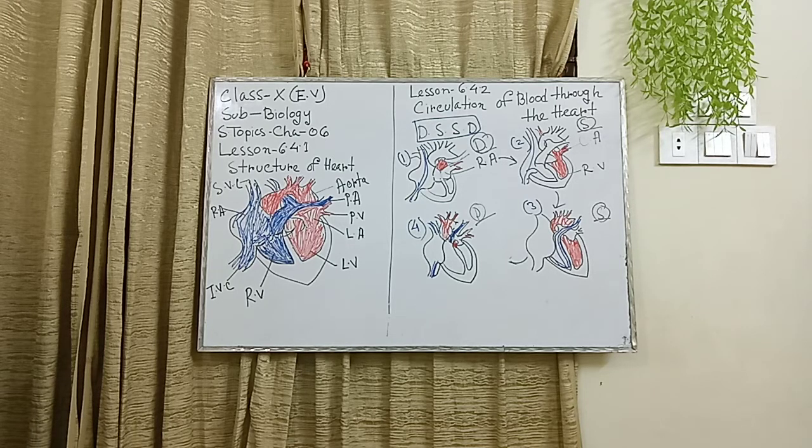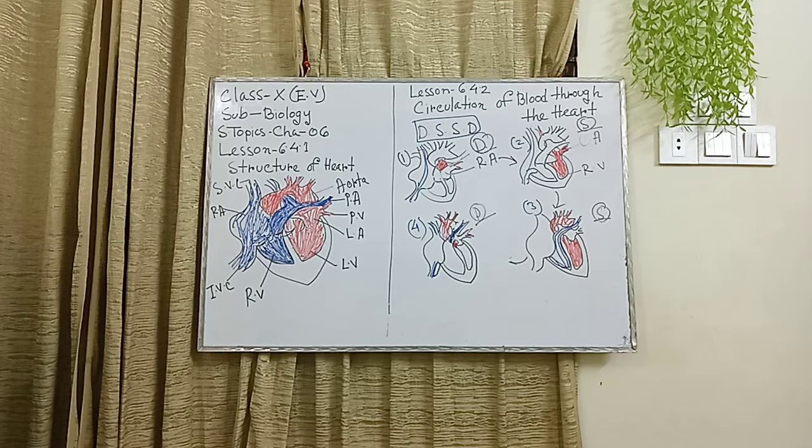Similarly, the left atrium and ventricle is guarded by a bicuspid valve made up of two flaps. The opening of the aorta and the pulmonary artery is guarded by valves called semilunar valves, which allow the transport of blood in one direction and prevent the backflow of blood. Listen, students, this topic 6.4.1 is very important for your next SSC exam. Please, everyone, draw the heart carefully.